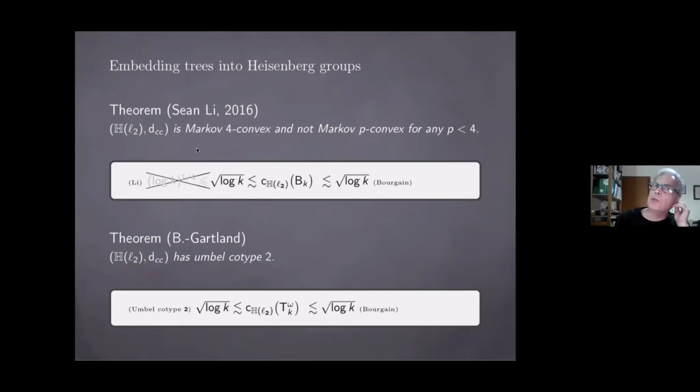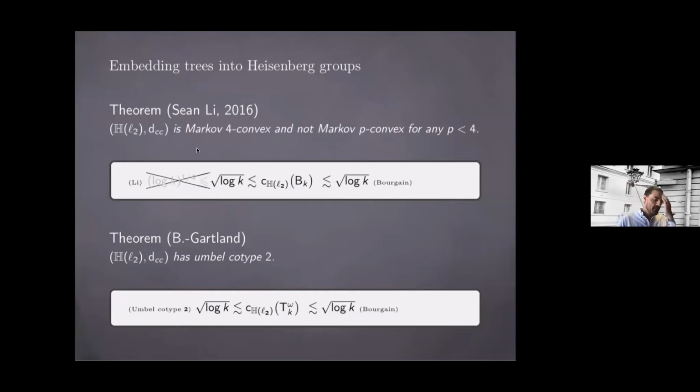What is the relation between Umbel cotype p and cotype p for Banach spaces? Between Umbel cotype and cotype? Yeah, and also with nonlinear cotype. What is the relation with metric cotype?